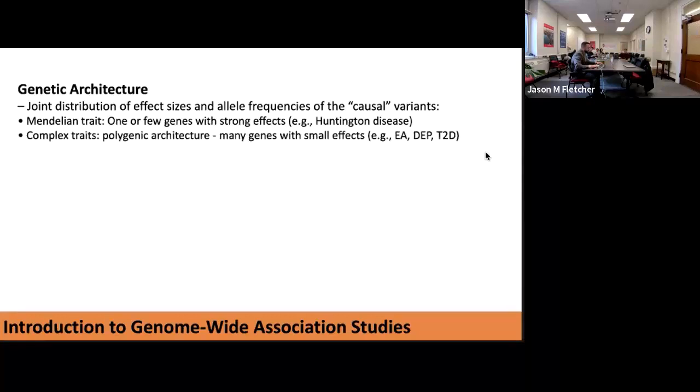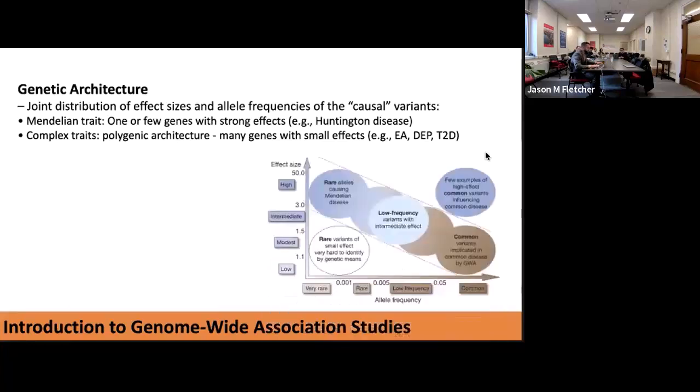On the other hand, we have complex traits, which have polygenic architecture. They're influenced by hundreds or thousands of genes with very small effect sizes. This is the case for most psychological traits and psychiatric disorders, but also for some common medical conditions like type 2 diabetes or some circulatory or musculoskeletal diseases.